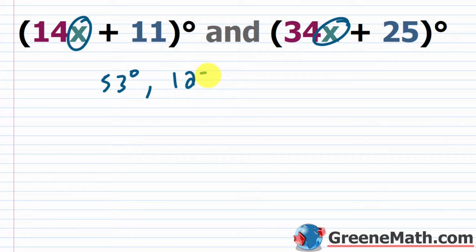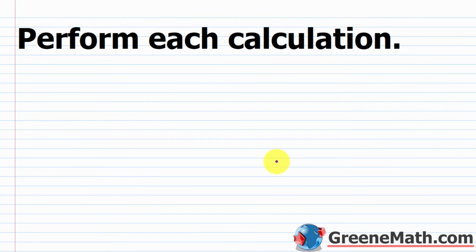So this is 127 degrees. So again, these are two positive angles, and the sum is going to be 180 degrees. So this is going to be our correct answer. All right, let's take a look at the practice test.